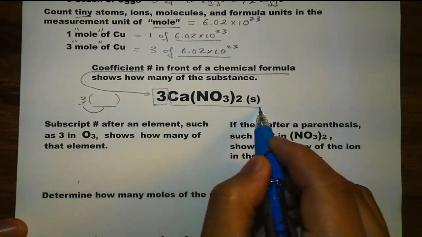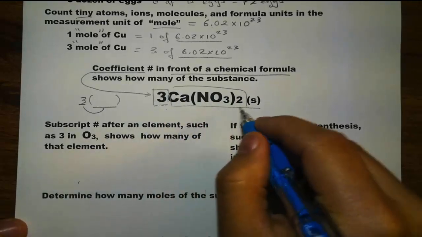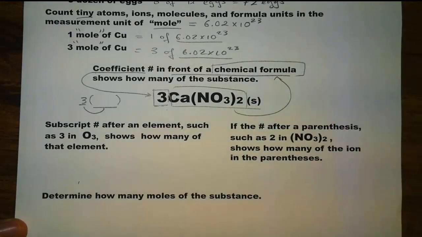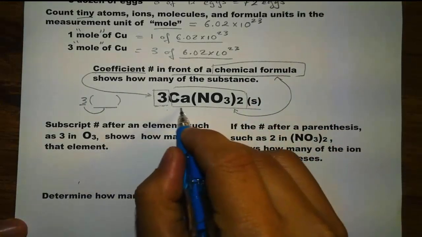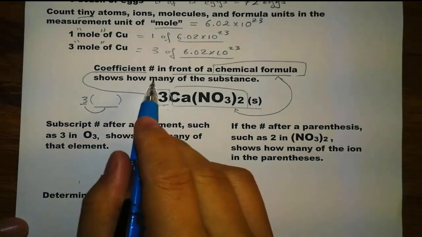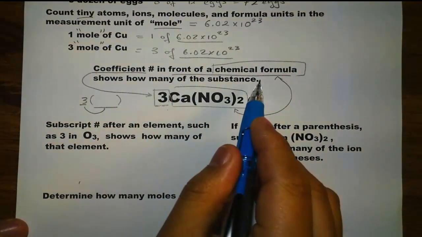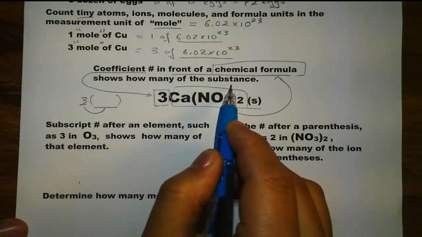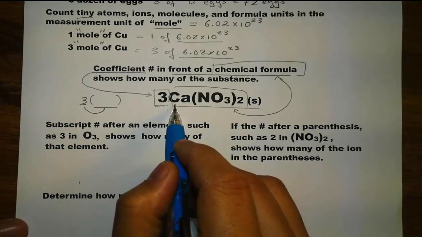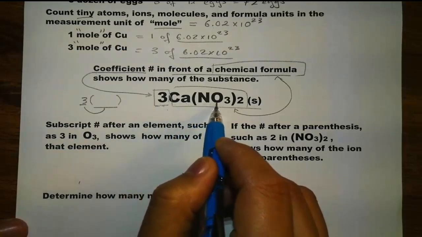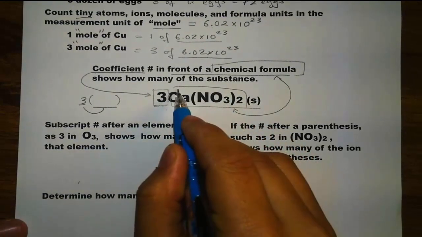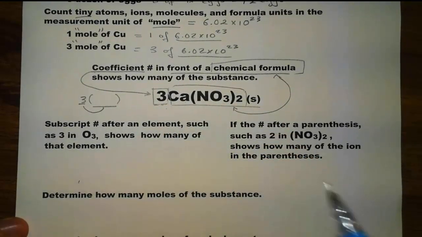So this whole entire thing right here, okay, is a chemical formula. Okay? So this is the chemical formula. This is the coefficient. Well, the coefficient number in front of a chemical formula show how many of the substance. In this case, that is a 3. So tell you there are 3 of Ca(NO3)2. Okay? So there are 3 of this chemical formula, or 3 of this substance.